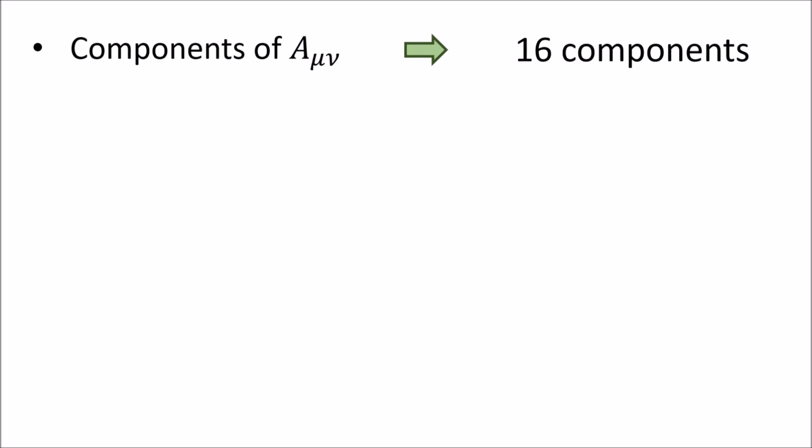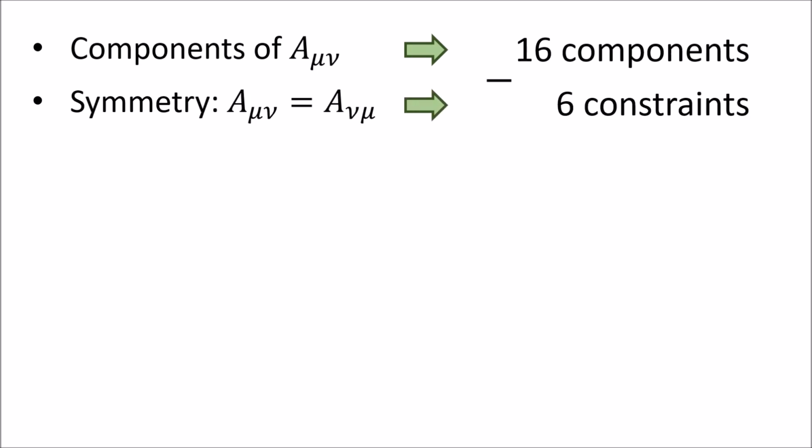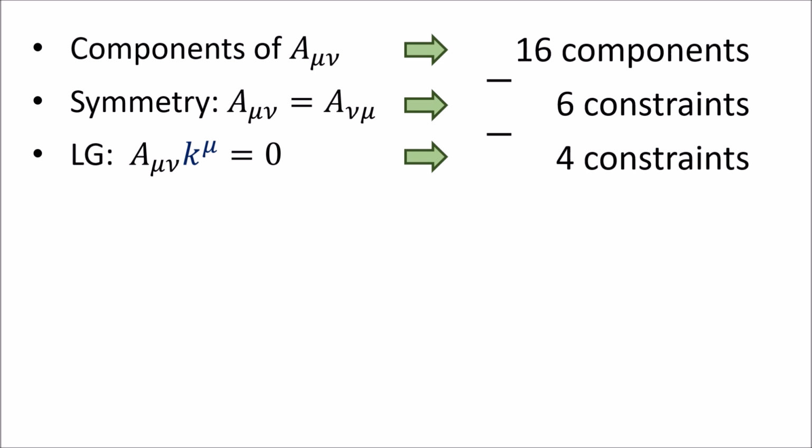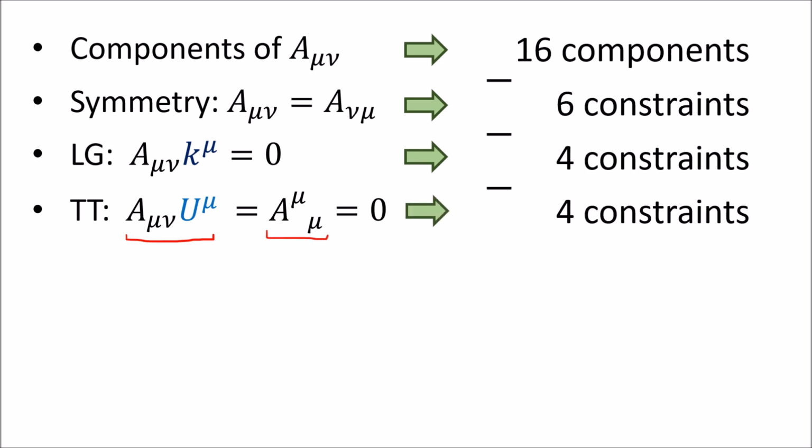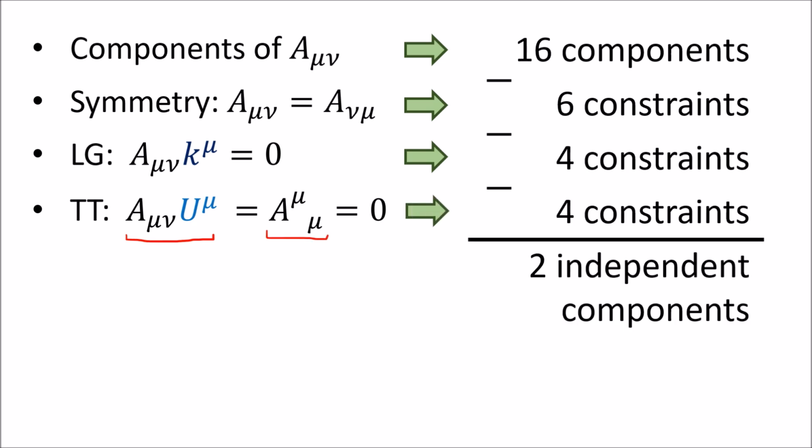So let's review the constraints on the components of the gravitational wave amplitude A. First, it must be symmetric. Also, if we use the Lorenz gauge, it must satisfy this set of 4 equations with the wave vector k. Also, in the transverse-traceless gauge, it must satisfy this set of equations with a 4-velocity vector u, and also be traceless.